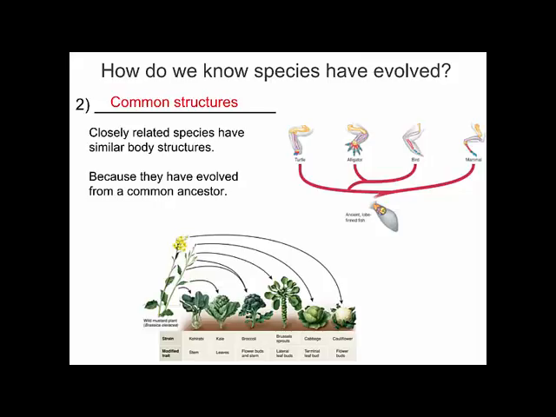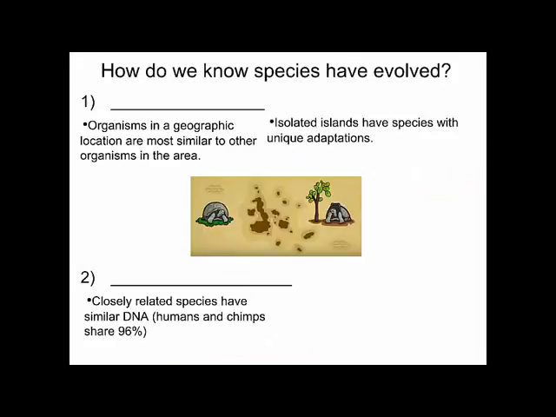Anyway, all of those vegetables came from one ancestor plant, a wild mustard plant, and they have similar structures to that plant. We also know by where species are located. Species that live in the same area are often similar to other organisms in their area, and organisms that are on isolated islands often tend to be much different.